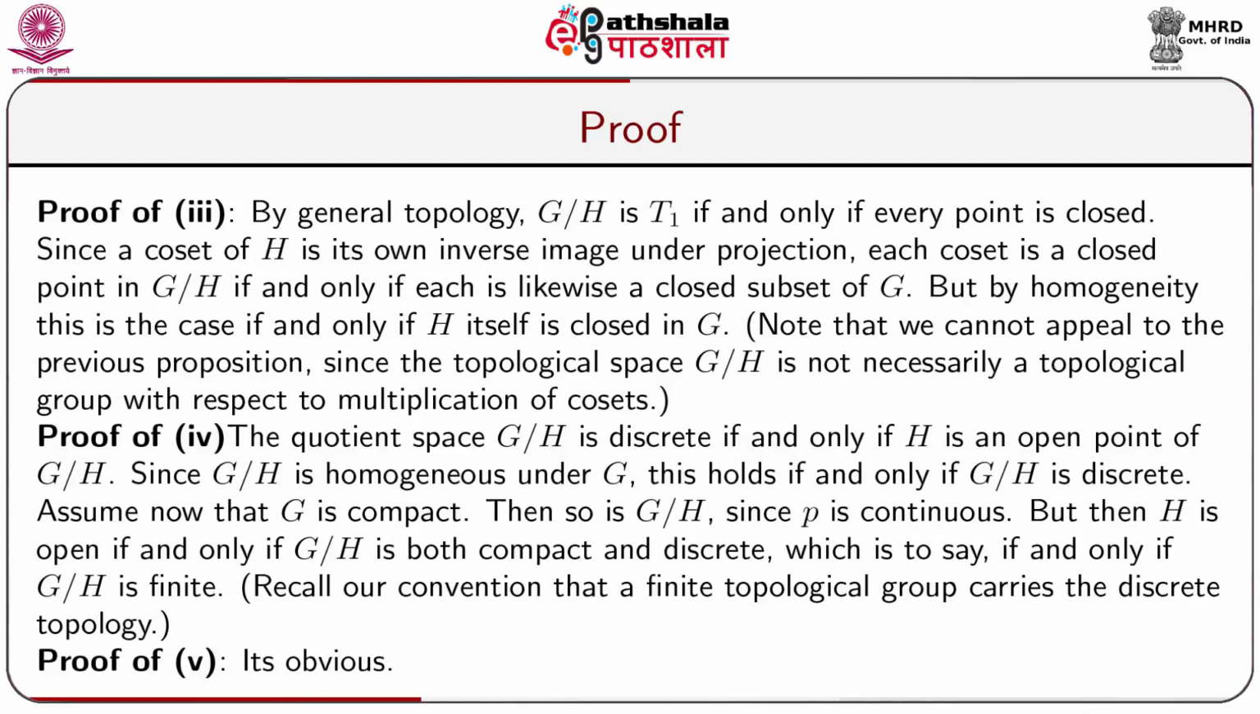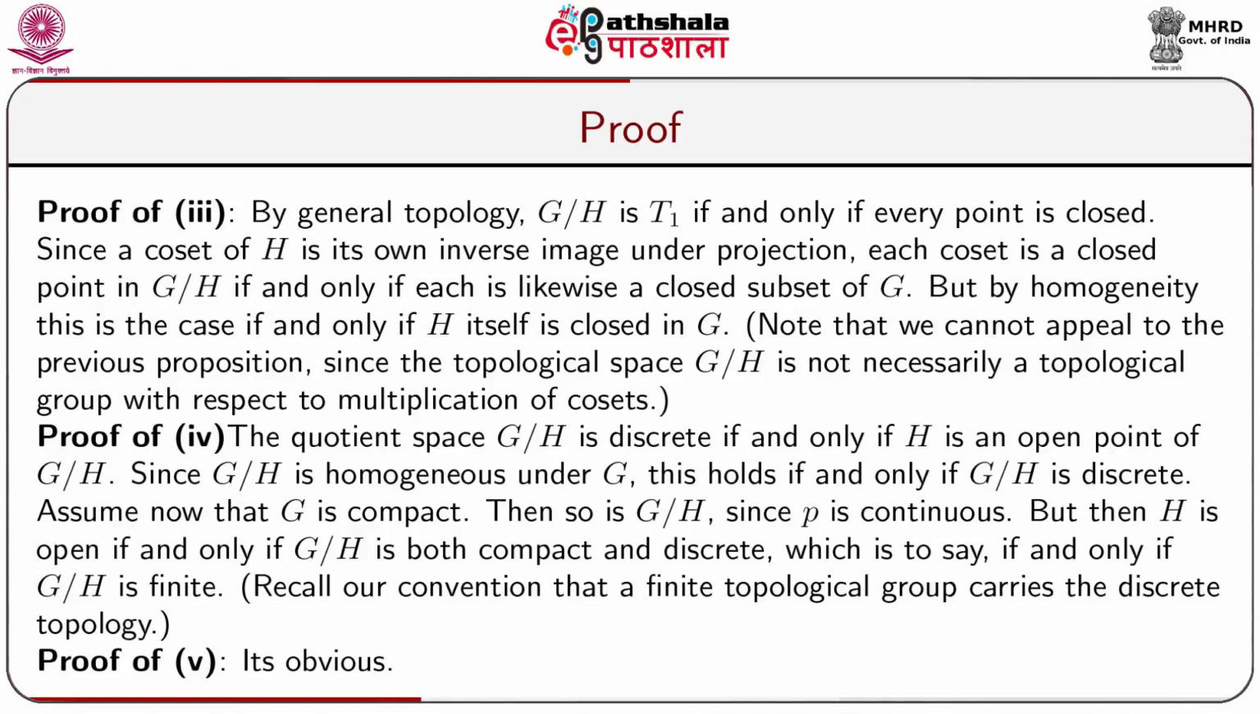Now, to prove the converse, let G by H have the discrete topology. We have to show that H is open. Since G by H has the discrete topology, therefore singleton H is open. So, this proves the converse.